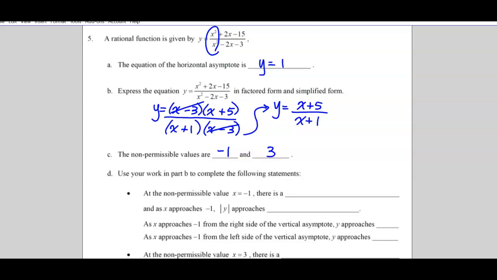In any case, now we're down here. At the non-permissible value of x equals -1, there is a vertical asymptote, right? But that did not divide out. So there is a vertical asymptote as x approaches -1. What happens? So as x approaches -1, the y value, in either direction, we don't care if it's approaching positive infinity or negative infinity, this is the absolute value of it. So here we just put infinity, because we're taking the absolute value of y, right?